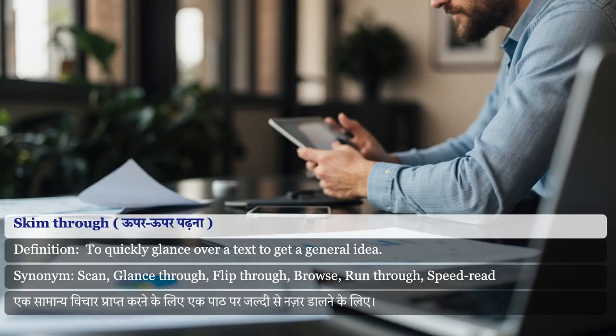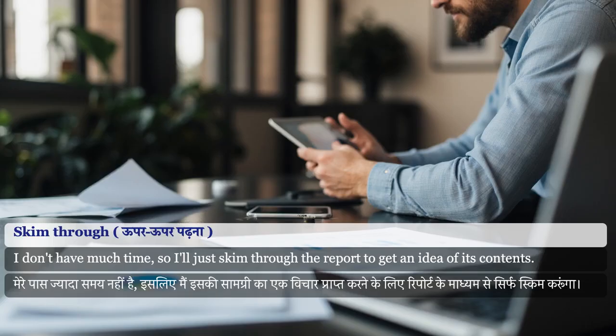Skim through. To quickly glance over a text to get a general idea. Synonyms: scan, glance through, flip through, browse, run through, speed read. I don't have much time, so I'll just skim through the report to get an idea of its contents.